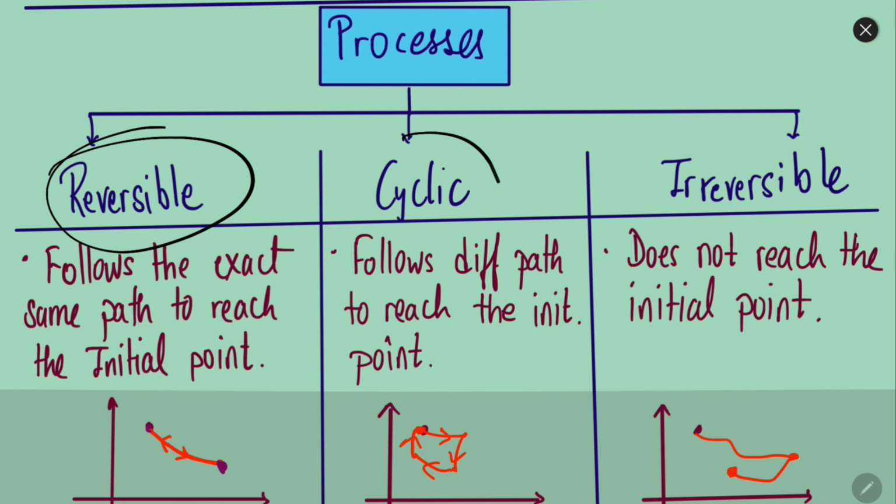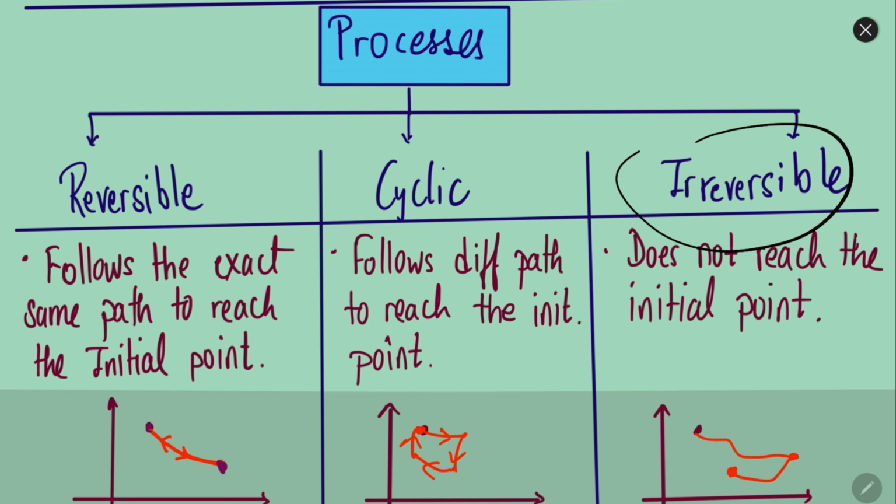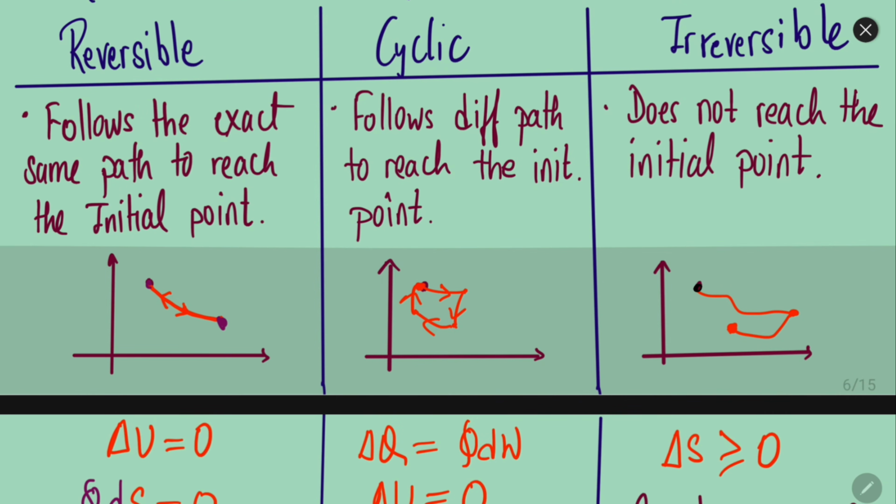So reversible process, cyclic process, and irreversible process. Irreversible is a simple process. It is a process which does not reach the initial point from where it started. It ends up somewhere else. So let's say we started from here, and after some time, we end up here. So it is an irreversible process because we do not reach the initial point that we started from.